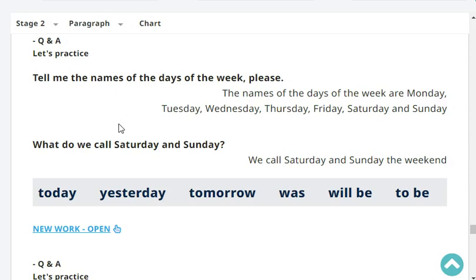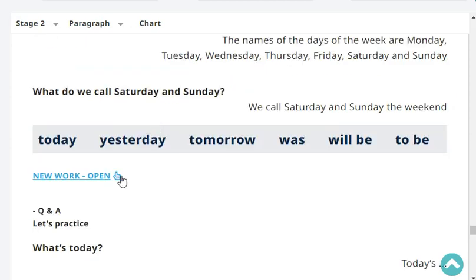The names of the days of the week are Monday, Tuesday, Wednesday, Thursday, Friday, Saturday, and Sunday. Very good. What do we call Saturday and Sunday? We call Saturday and Sunday the weekend. Very good.